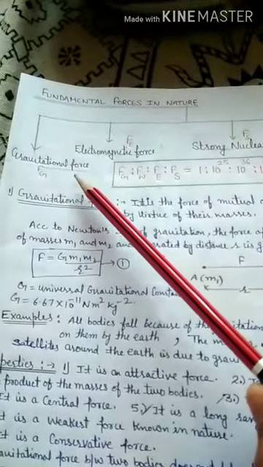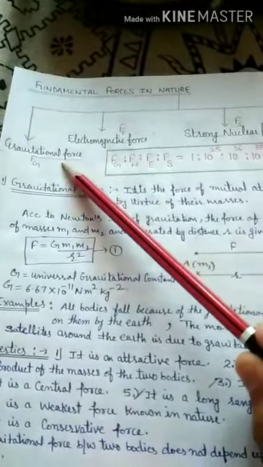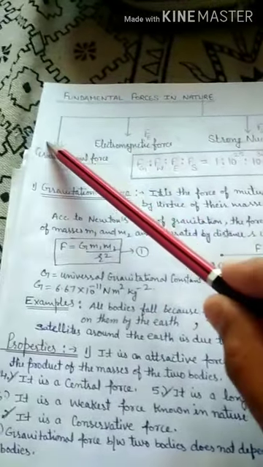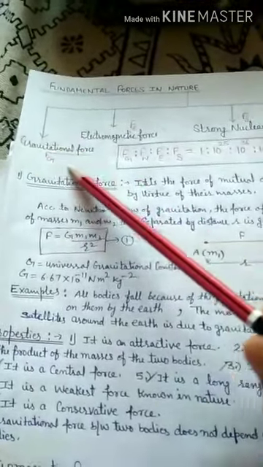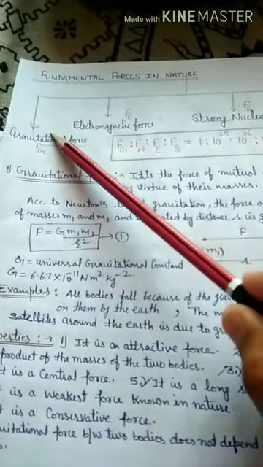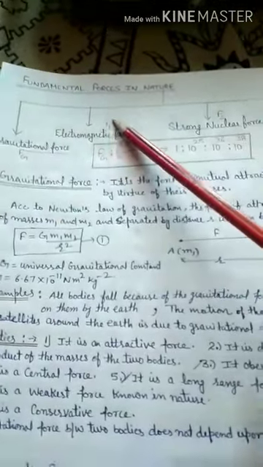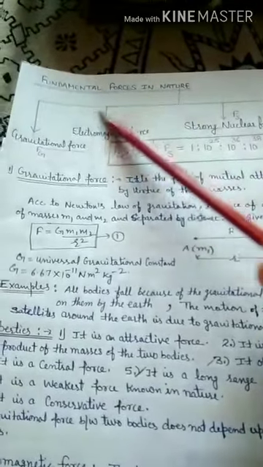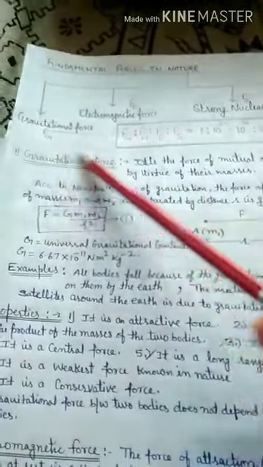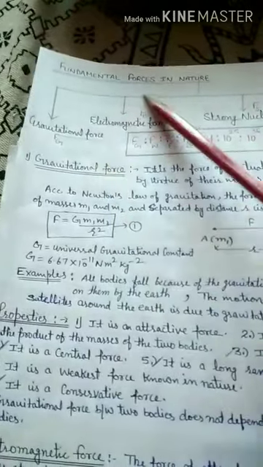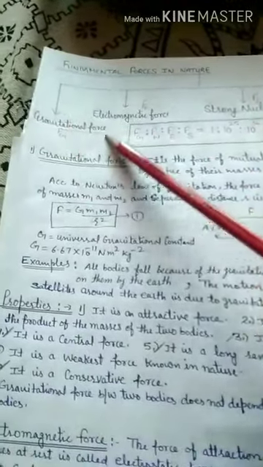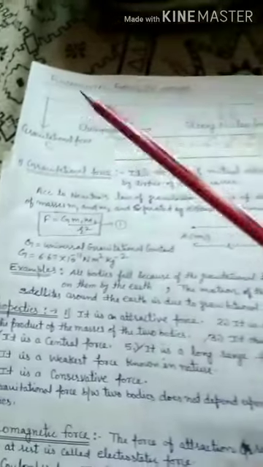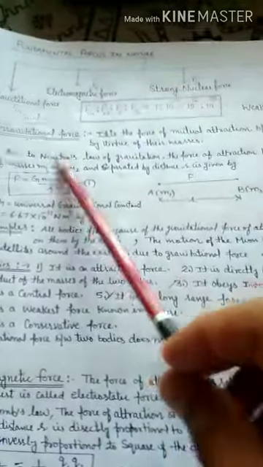Actually, students, the basic difference between those two is only related to the body. The gravitational force is the force between two bodies of masses. The electromagnetic force is the force of attraction between two charges, a force between two charged bodies. Only the difference is related to charges, while gravitation relates only to bodies having masses. Now turn by turn we will discuss gravitational force.